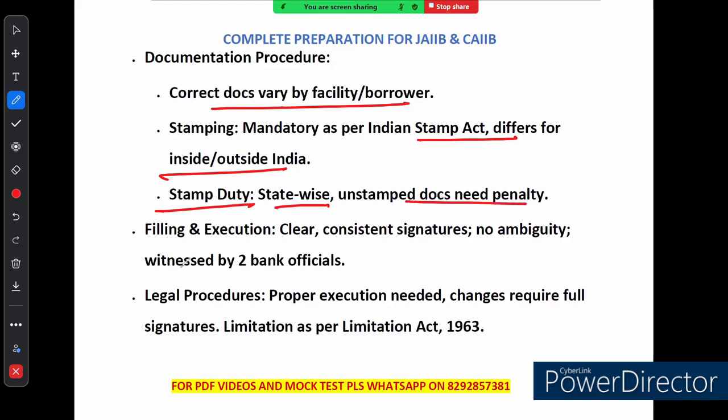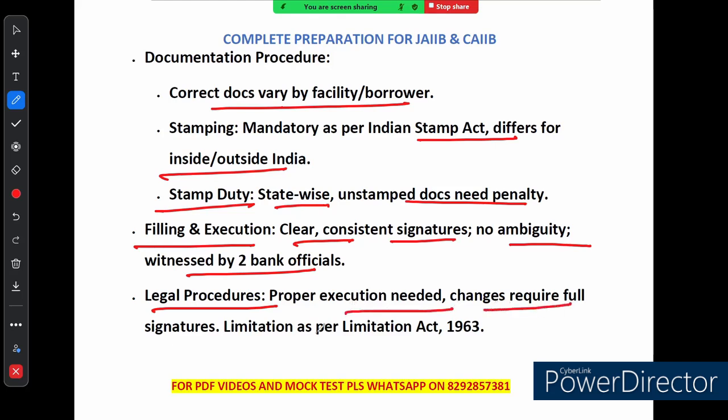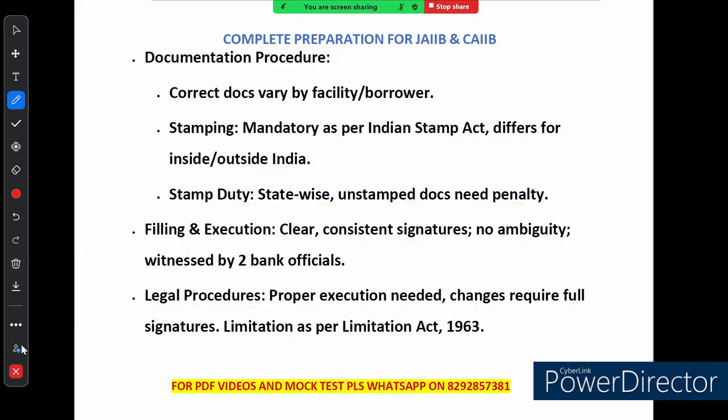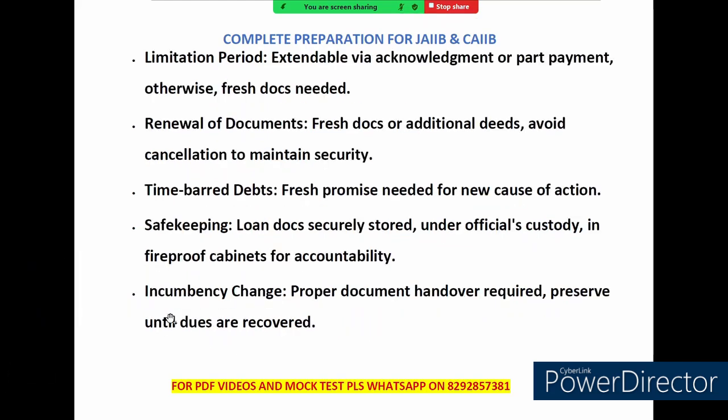When it comes to filing and execution, filing and signing, everything should be clear. The signature should be consistent with no confusion, and two bank officials need to witness the signing. And if there are any changes later, make sure to follow legal procedure. All changes need full signature, and remember there is a time limit for legal action under the Limitation Act of 1963. So please go through this time limit, very important from examination point of view.